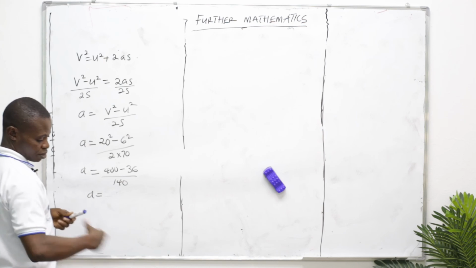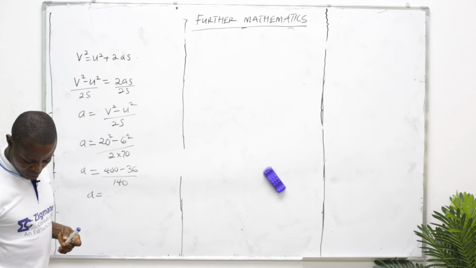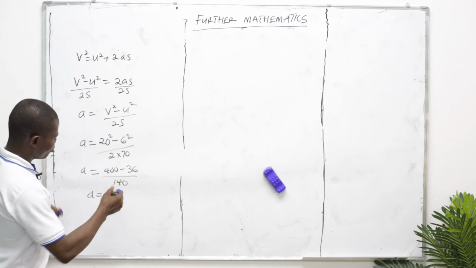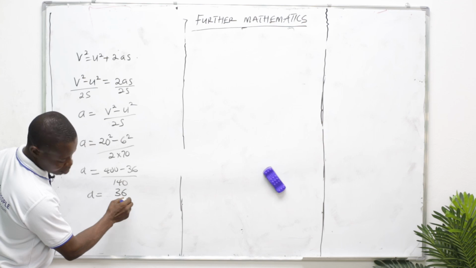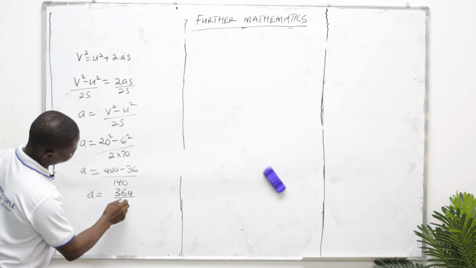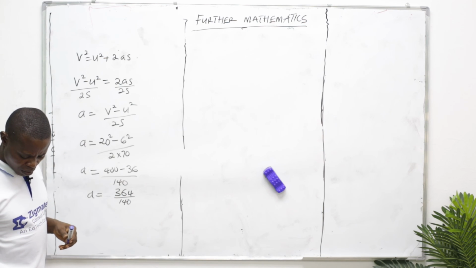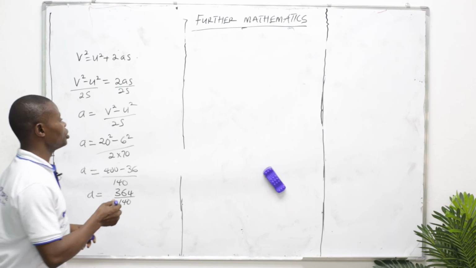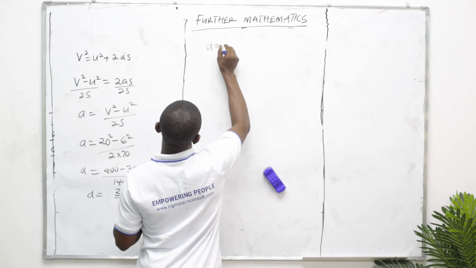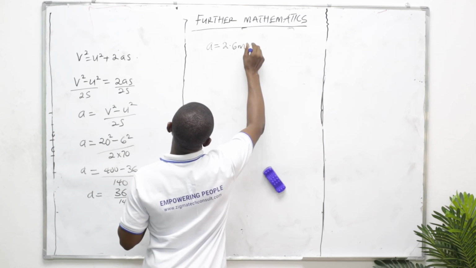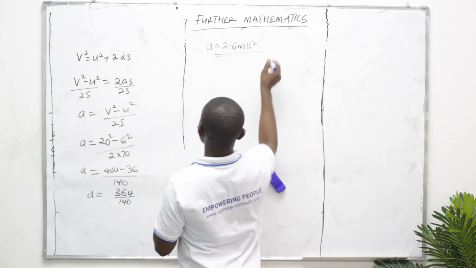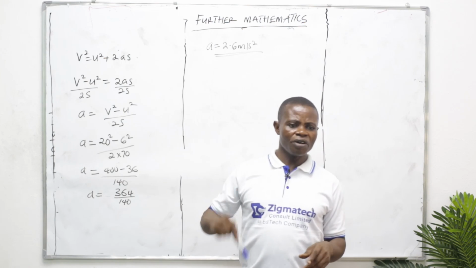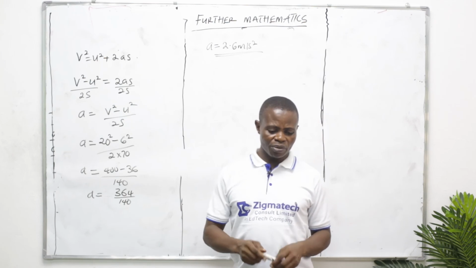Acceleration equals 400 minus 36, 364 divided by 140, which is 2.6 meters per second square. This is the acceleration of the bus.